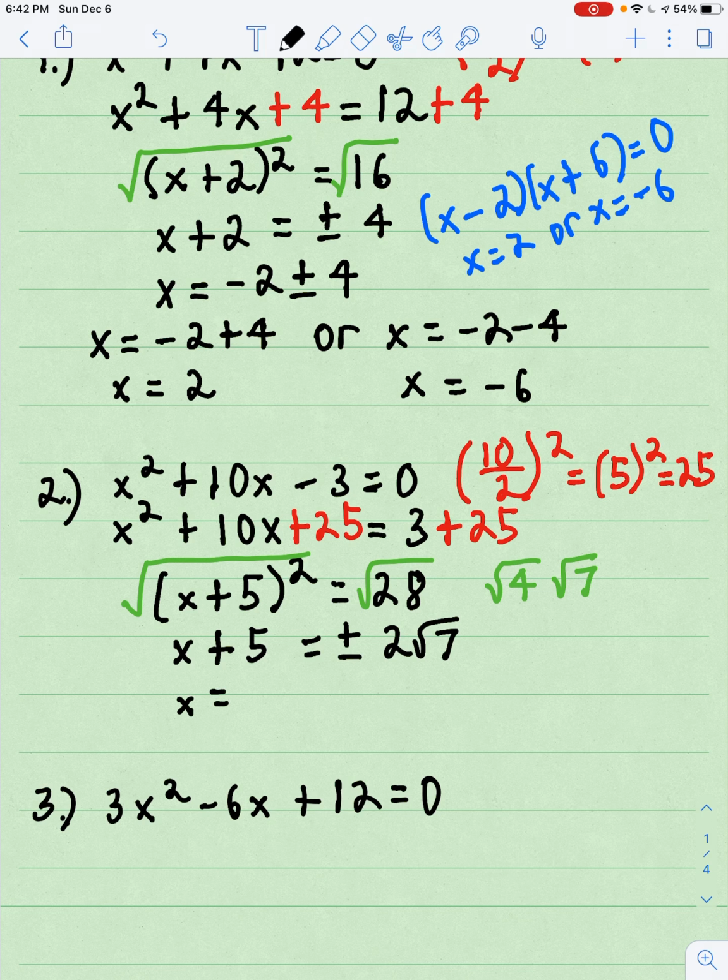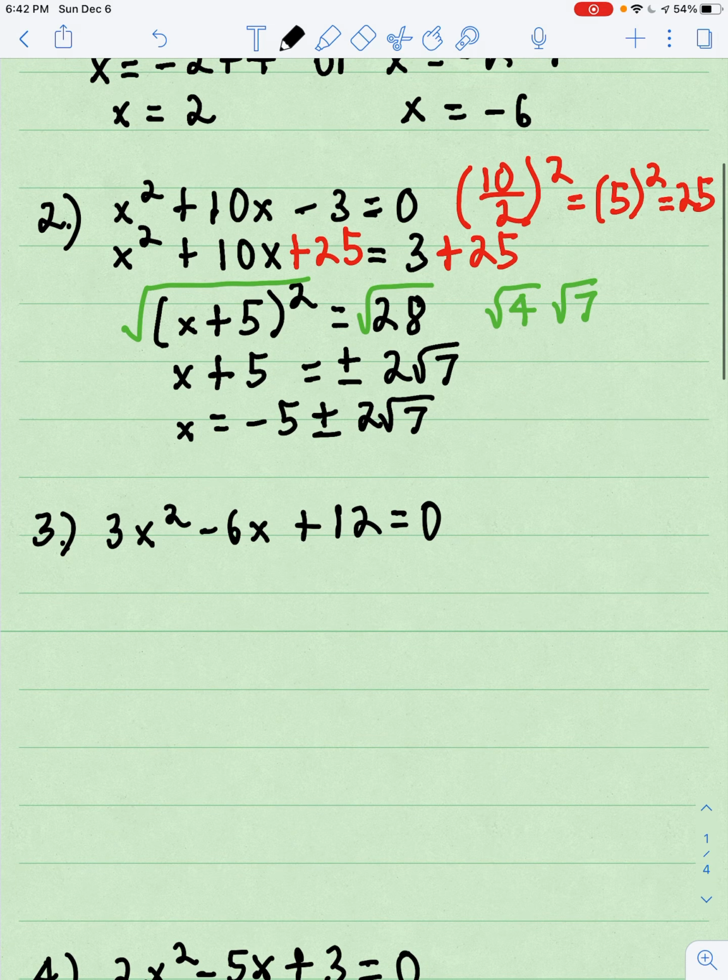Then we're going to subtract 5 from both sides, and that gives us negative 5 plus or minus 2 times the square root of 7. We should recognize that really means x equals negative 5 plus 2 times the square root of 7, or negative 5 minus 2 times the square root of 7. I don't make you rewrite it like that, but I require that you recognize that if you were asked to separate the solutions or approximate them.